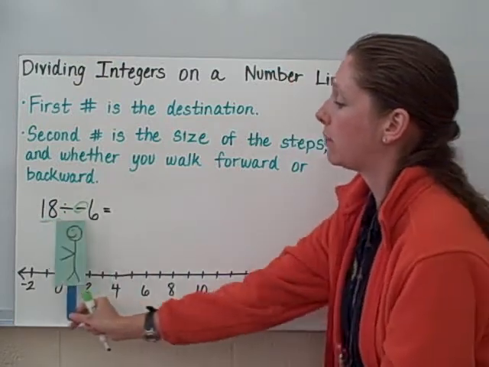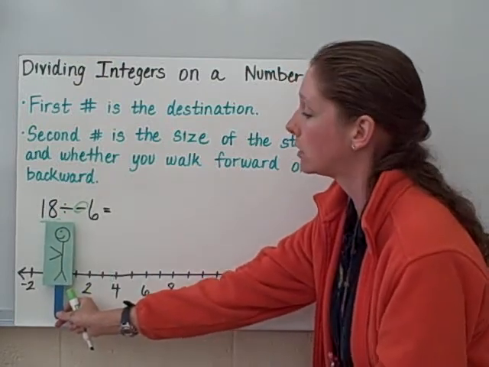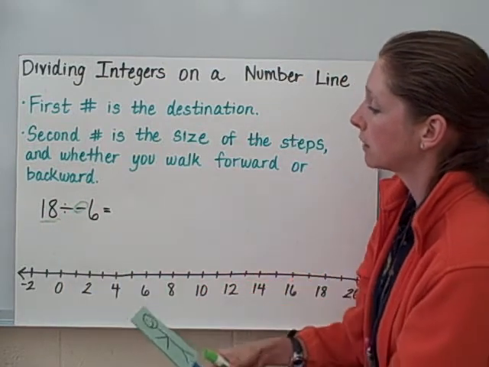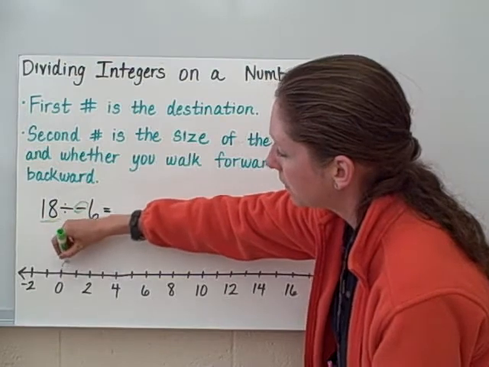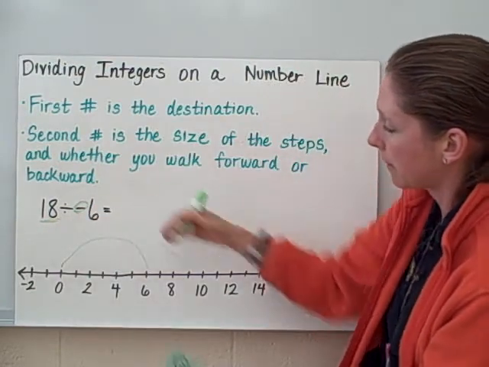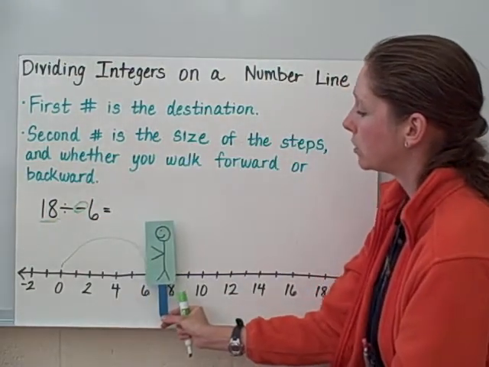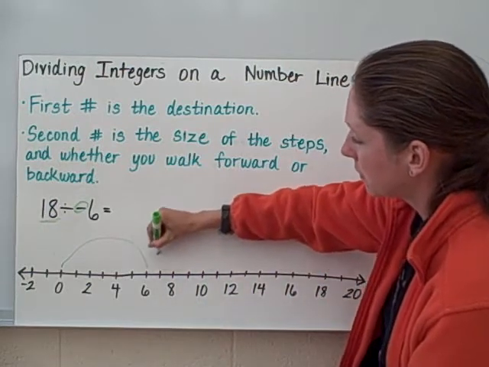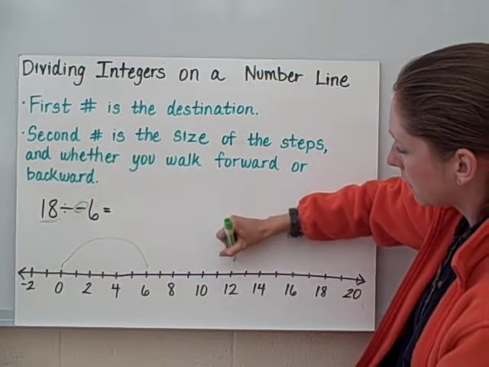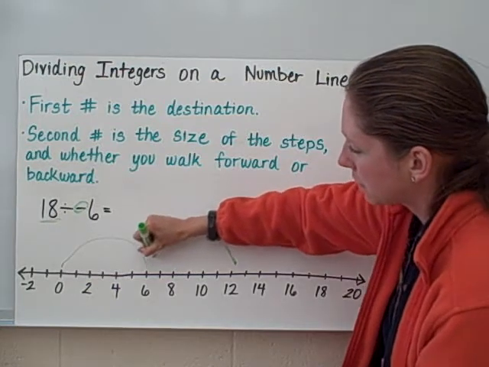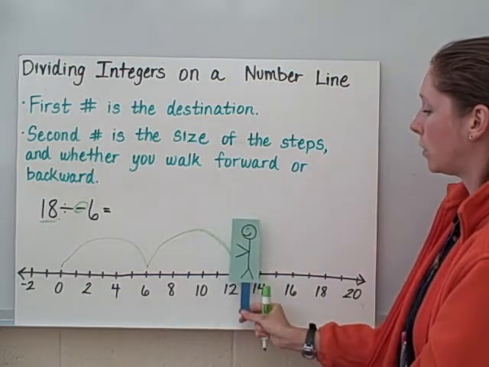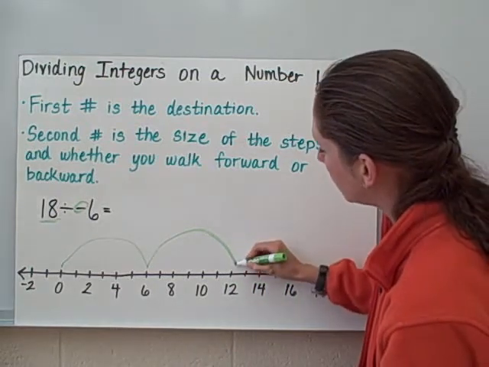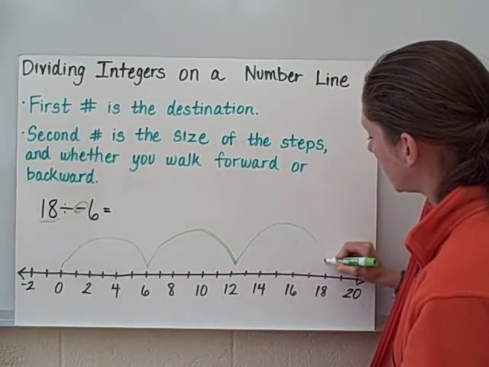So 18 divided by negative 6, let's take some steps of 6. 1, 2, 3, 4, 5, 6. I'm going to draw it as well. We've made it to the 12. And 1, 2, 3, 4, 5, and 6. So now I've made it to my destination, which was the 18.